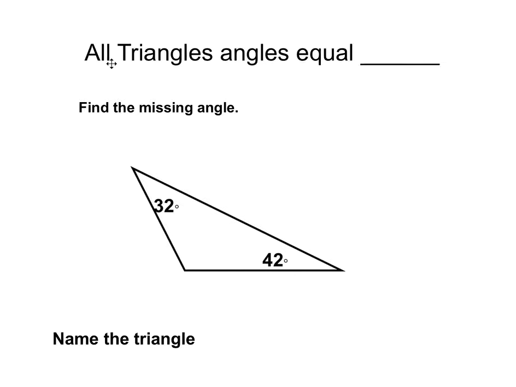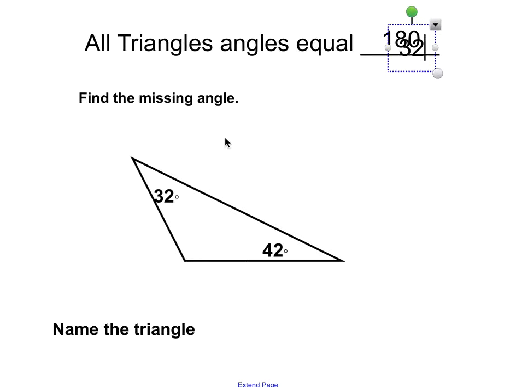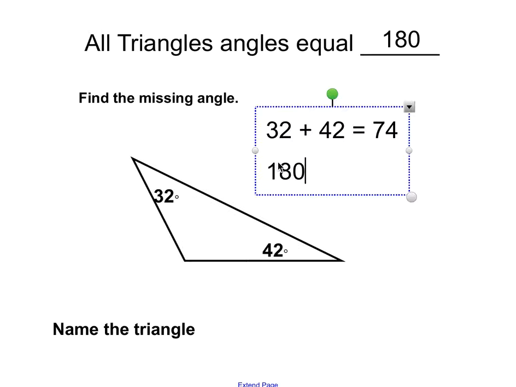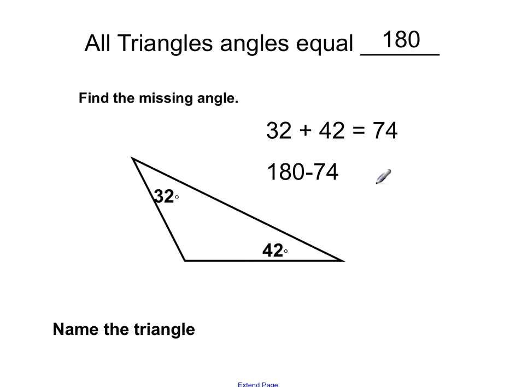All right, back in your notebook, I need you to write all triangle angles equal 180 degrees. So if we wanted to find the missing angle here, we would have to take 32 plus 42, and we would get 74. Then we'd have to take 180 minus the 74. That would give me 106 degrees. So this angle right here would be 106 degrees.